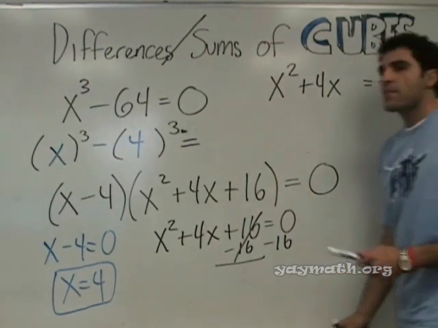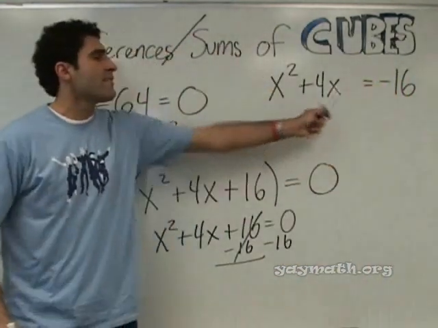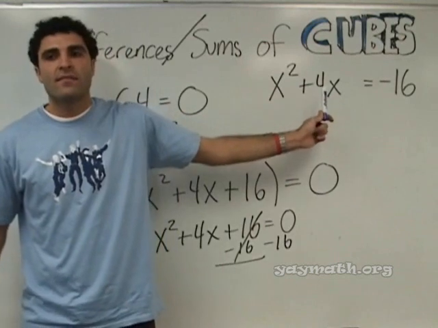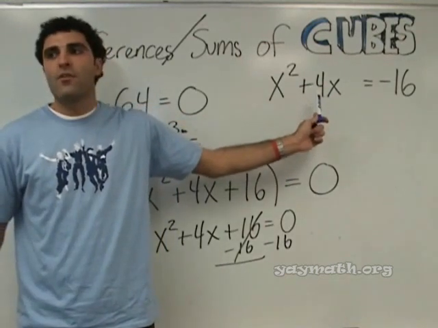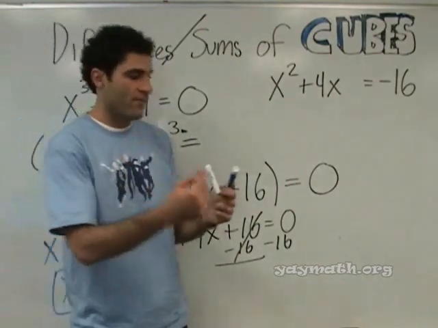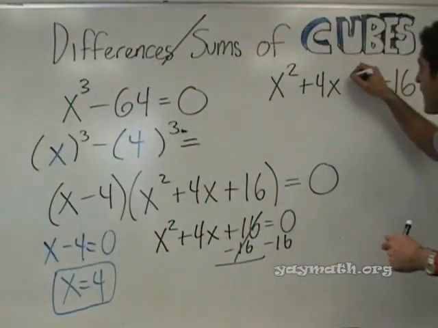So there we subtracted 16 from both sides. And then we need a new c value. So what do we do to b? Negative half. Half of 4 is 2, squared is 4. So we add 4 to both sides.